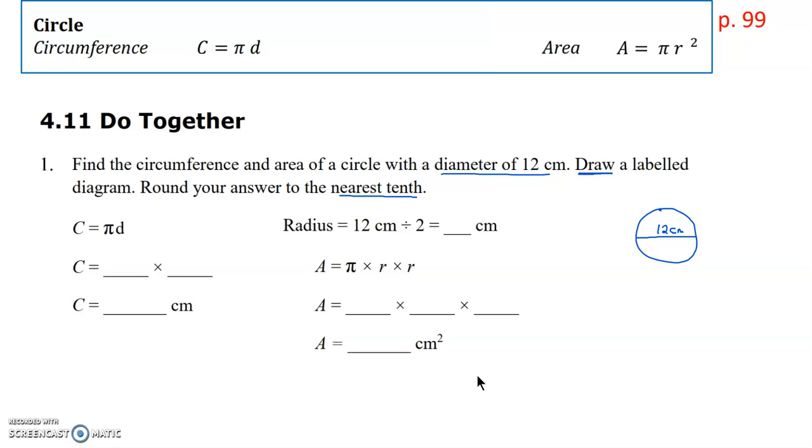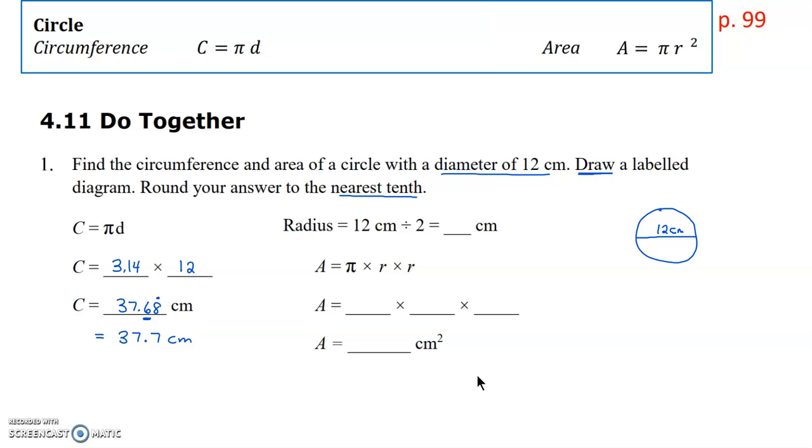Okay, so for the circumference, I need pi times the diameter. So I need 3.14 times the diameter, which is 12. So 3.14 times 12 equals 37.68. So if they want me to round to the tenths place, that's going to round up to 37.7 centimeters.